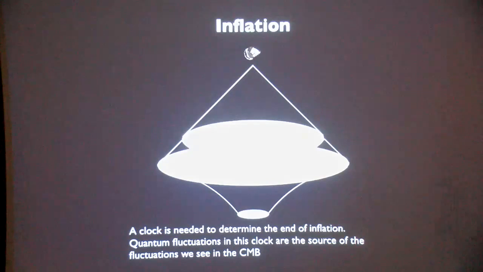And the idea is that the fluctuations we see here are really the result of these quantum fluctuations in the clock that's telling the universe when to end inflation. This is why I was calling the talk our quantum universe, because the idea is that the quantum fluctuations are the source for the fluctuations we see in the cosmic microwave background. They get processed through the plasma physics that I briefly described, and then eventually from these tiny fluctuations, the stars and galaxies we see around us grow, all of it from the quantum fluctuations in this clock.